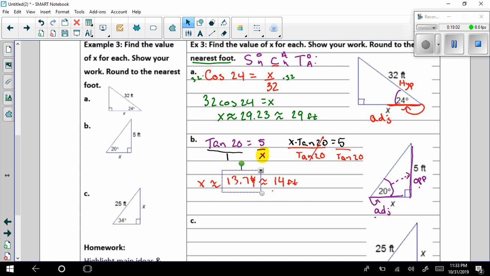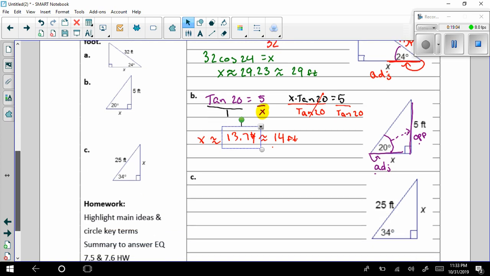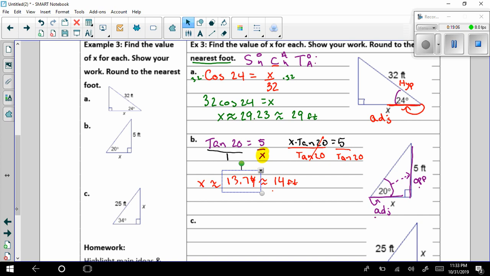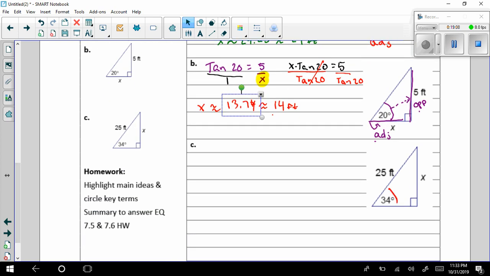And I'm going to have you try C on your own. Here's your angle of interest, right? Label your sides in relationship to that. So what is this side? What is this side? Figure out which trig function in SOHCAHTOA you're using, and then solve that out.